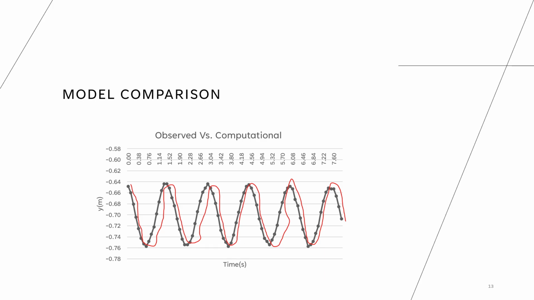So as you can see, the observed and computational motion is both oscillating, which can be seen due to the kind of like sine curve, cosine curve shape, that sort of shape in the graph.